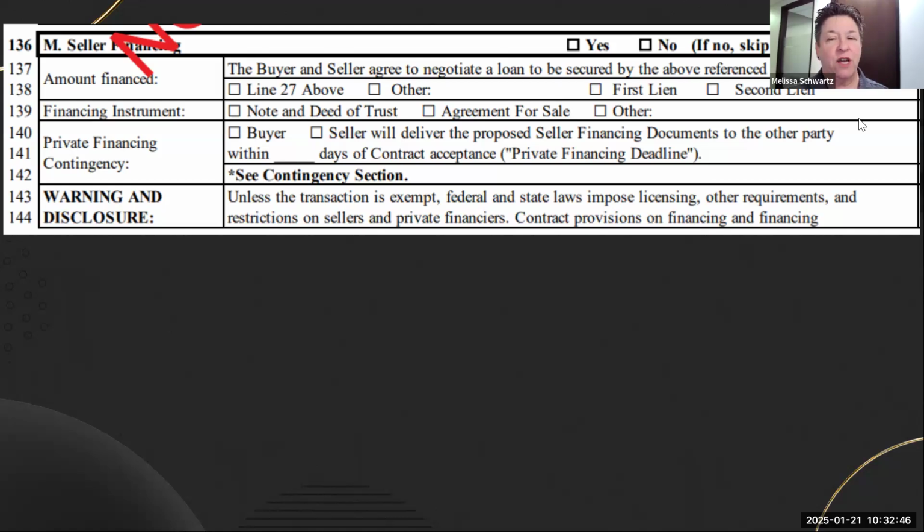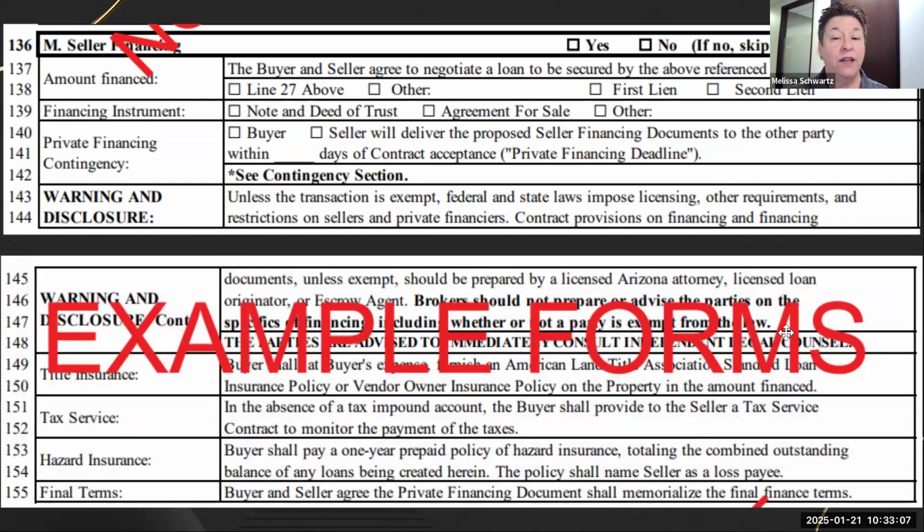Financing is a note and deed of trust, agreement for sale, other. Agreement for sale, if I'm not mistaken, would be the seller financing. Is that correct? Yes. Yeah. Okay. Private financing, obviously information down there. Talking about federal state laws imposing licensing and other requirements on private financing, right? So a lot of this stuff is the same, right?